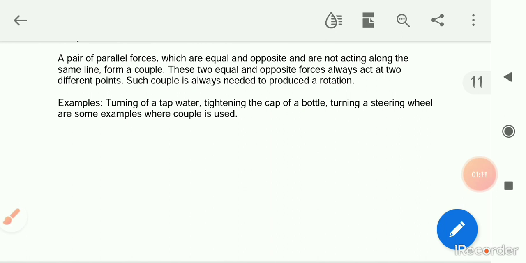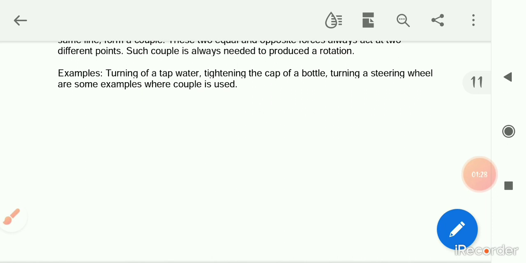So what is a couple? Two equal, opposite and parallel forces whose line of action are not same, acting on a body form a couple and produce a rotational effect. So we can say first one, arm of couple: the perpendicular distance between two equal and opposite parallel forces is called arm of couple. Moment of couple: the product of one of the forces of the couple and the arm of the couple is known as moment of couple, that is F into D.